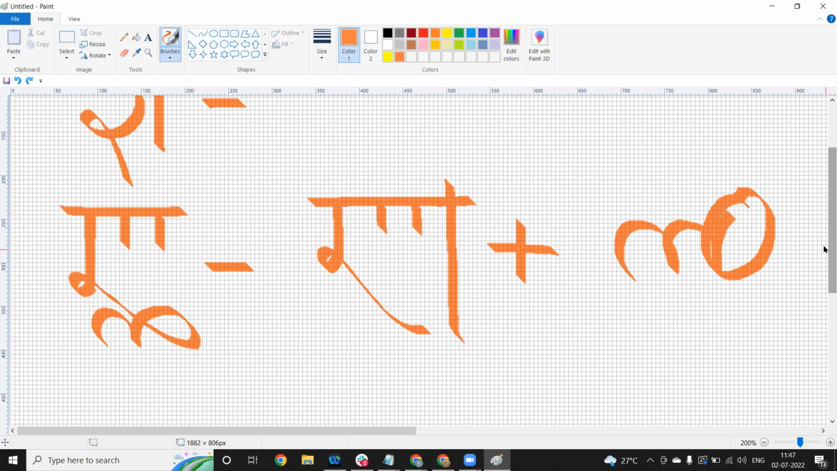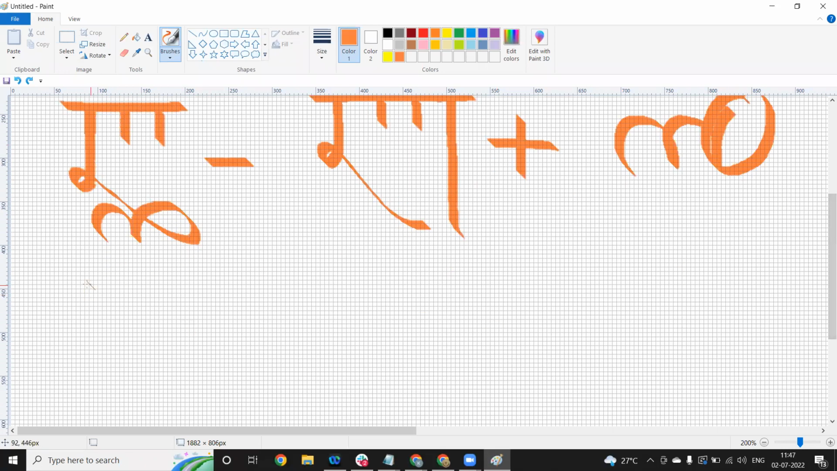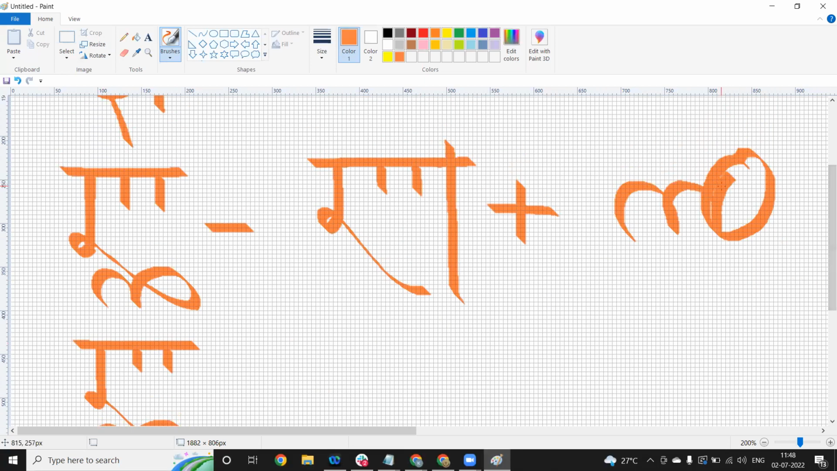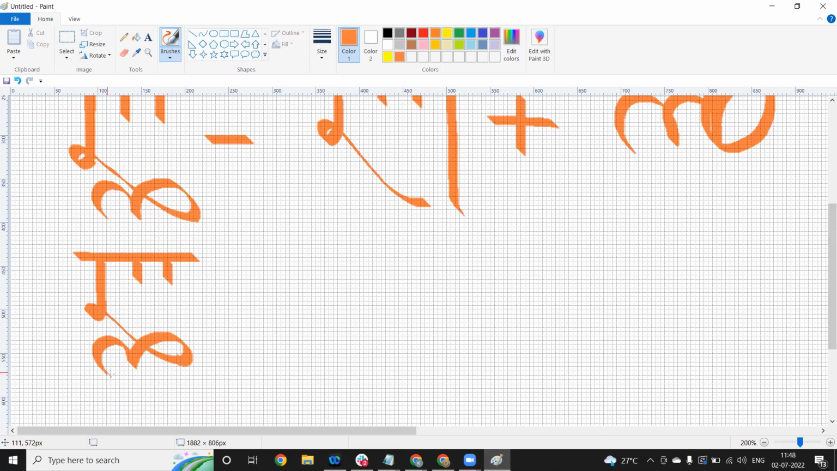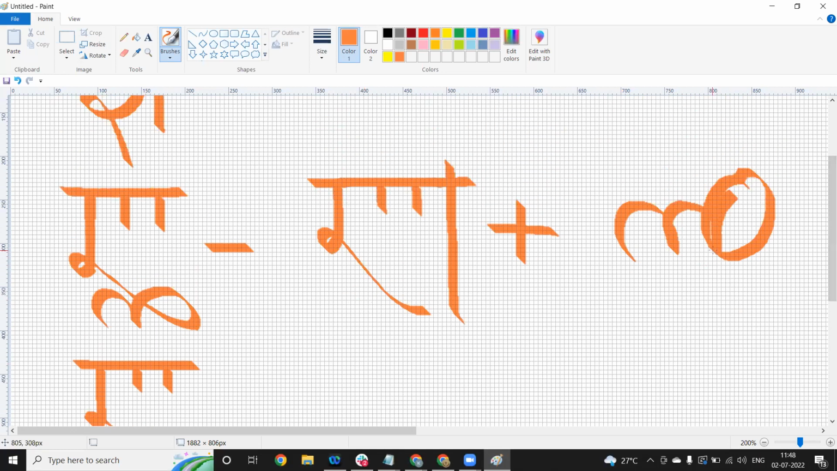So I'm going to write this gya letter again here. First you draw the regular j, with these two small lines on the top touching the shirorekha. Now we have to attach this r to it. So we merge the first loop and the second loop, and we get rid of this starting loop and merge it directly like this. So this is gya.